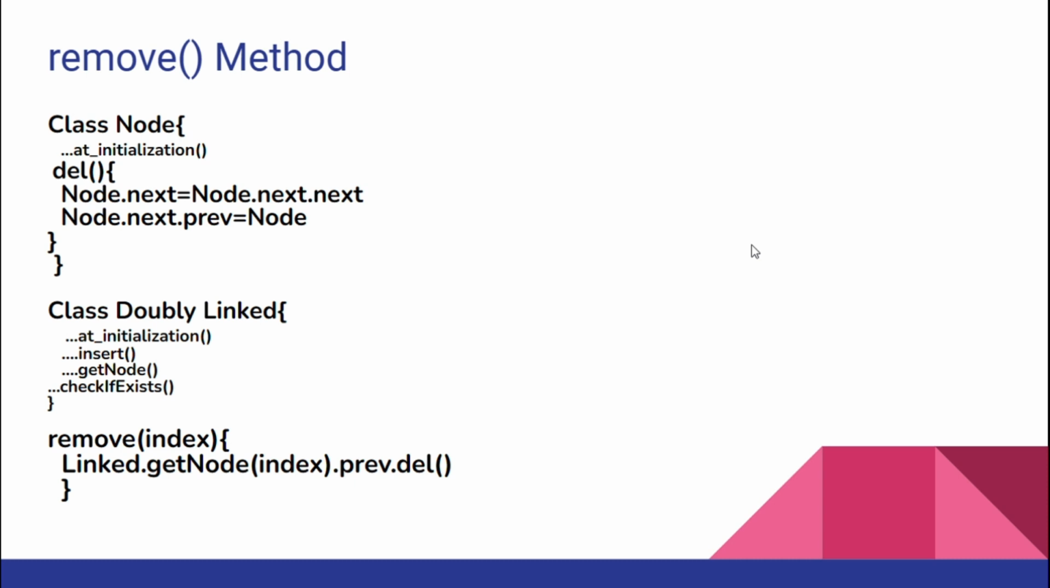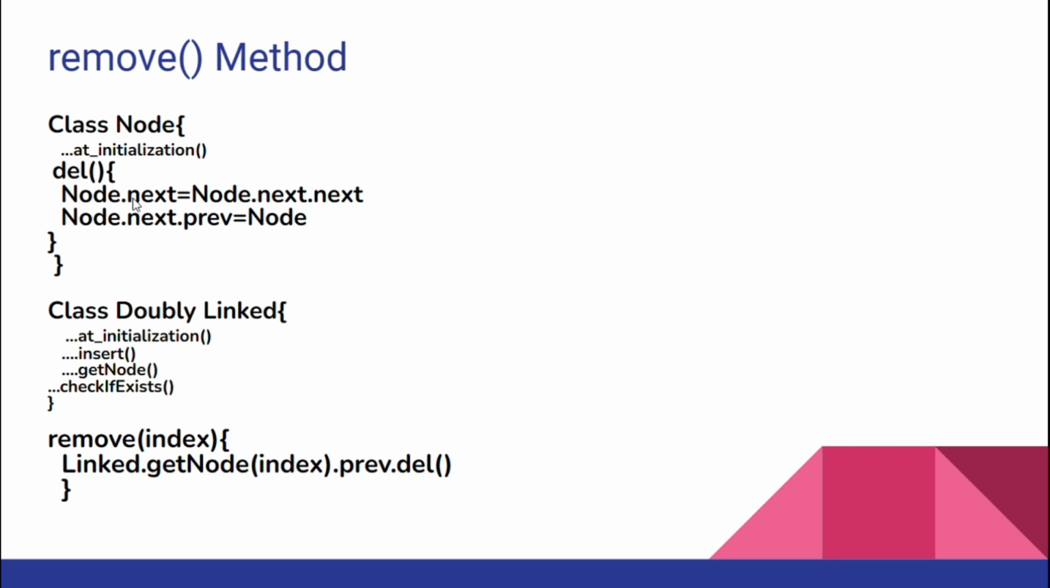So this is the remove method, and as its name suggests, it's used to remove nodes from the doubly linked list. This is what it does. It takes the index of the node you want to remove, then it gets the previous node, that's the node before it, and then calls the delete method of the node class.